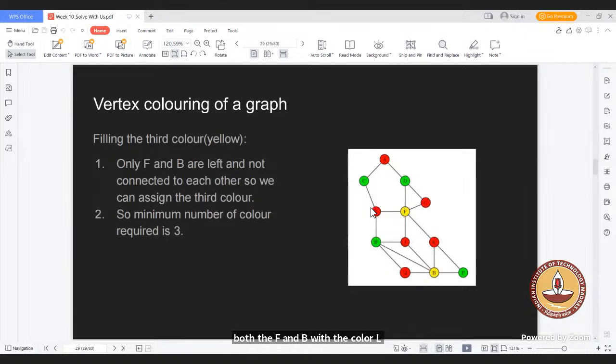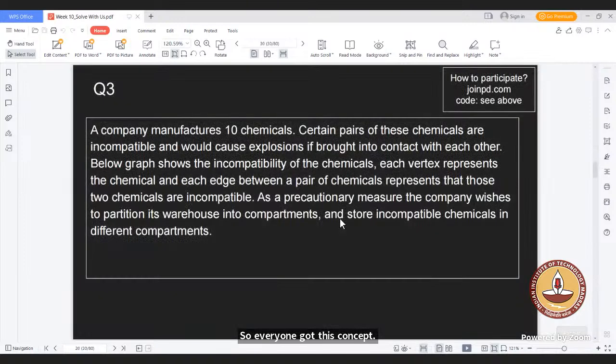So now we can see how many colors are required. 1, 2, and 3. Red, yellow, and green are the 3 colors that are required to color this graph such that the adjacent 2 vertices are not colored with the same color. So everyone got this concept? Yes, sir. So we'll come to the question.